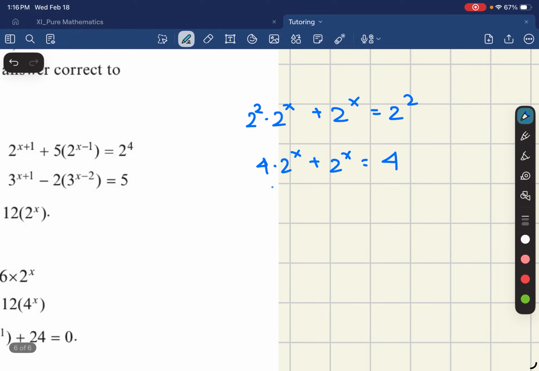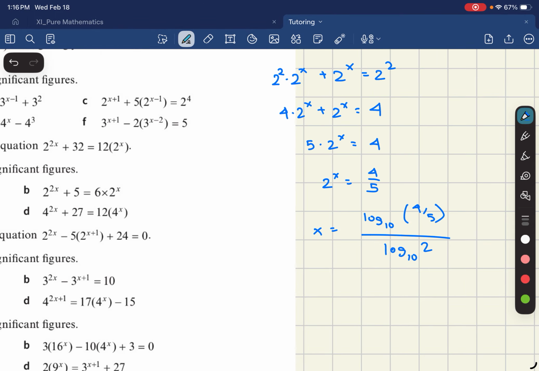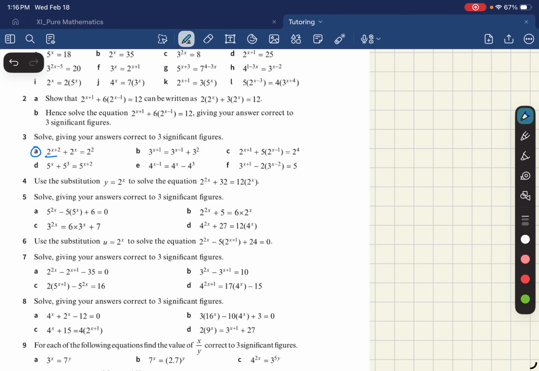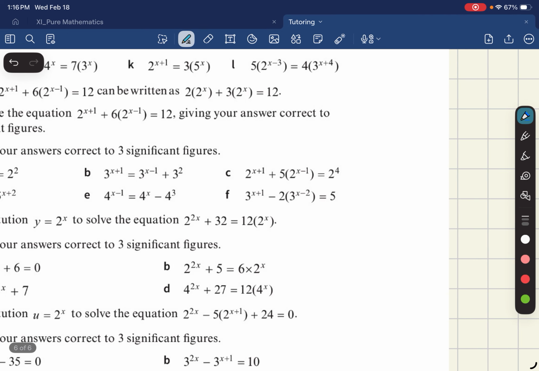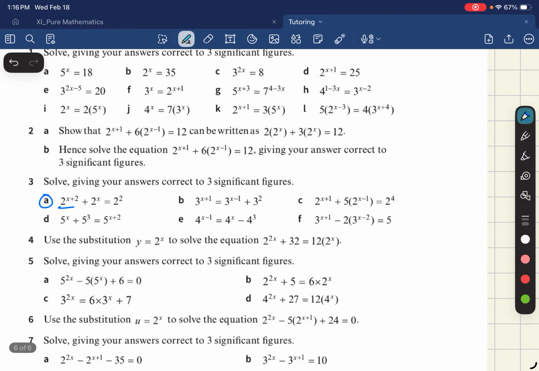X is, we have been doing this for so long now, log 4 over 5 over log base 10 of 2. So again, to get from this to this, I think you are familiar, but you want to take log base 10 of both sides, and then this x is going to plop out in front, and then you divide. But you get the idea. And I think now you're very capable of solving these equations. And I think most of these questions here you are able to solve them using the same ideas that we have covered in 1 and 2.